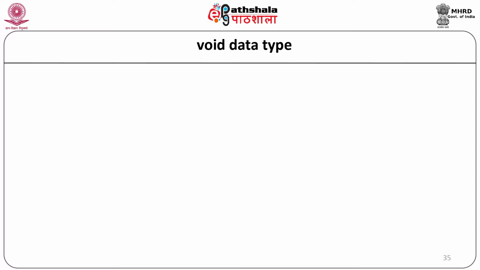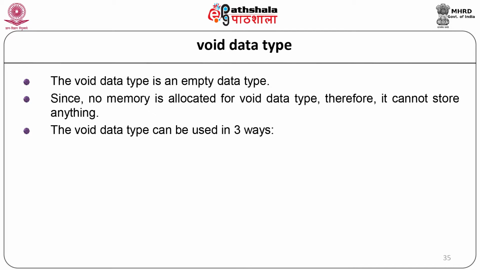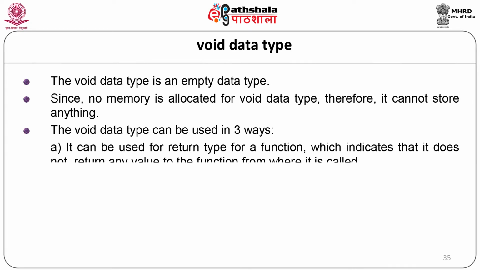The next data type is the void data type. The void data type is an empty type. Since no memory is allocated for void data type, it cannot store anything. The void data type can be used in 3 different ways. The first one, it can be used as the return type for a function, which indicates that it does not return any value to the function from where it is called.